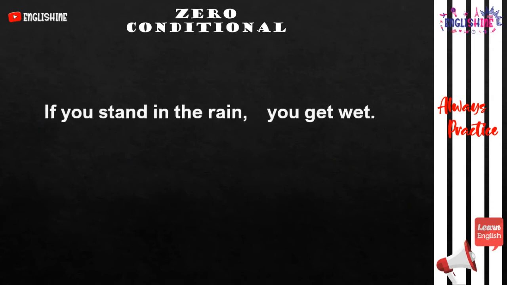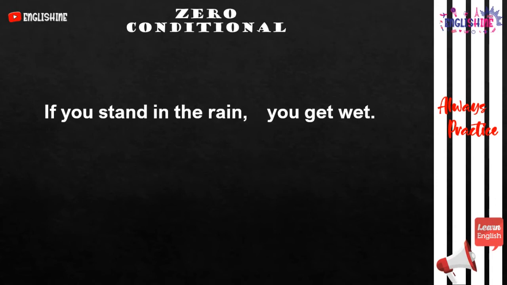Notice the example. If you stand in the rain, you get wet. In these examples, what tenses are used? All of the verbs are in the simple present tense. So we know we are using the zero conditional, which means all of these sentences refer to a general truth or a general fact.